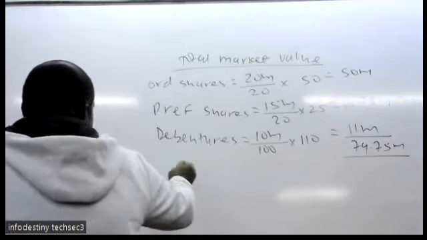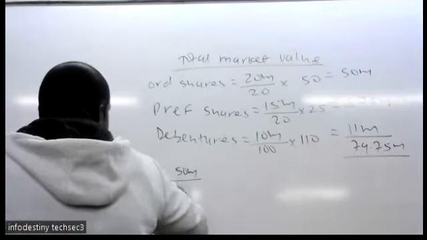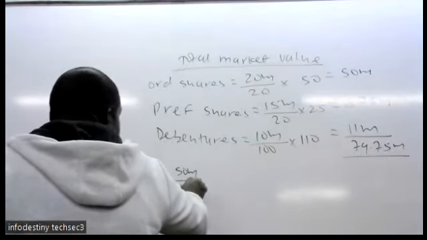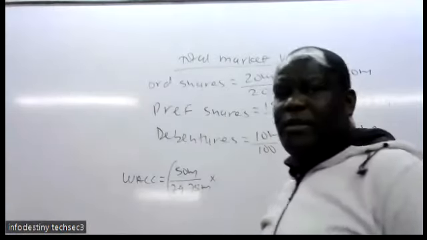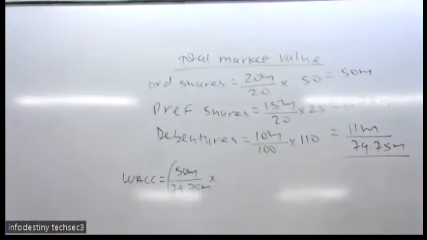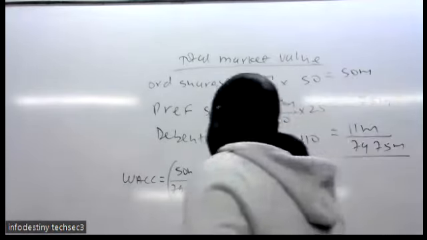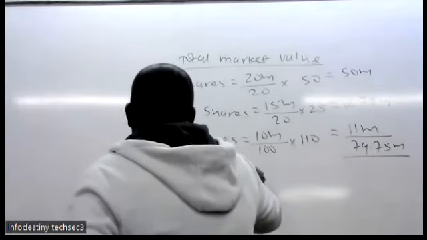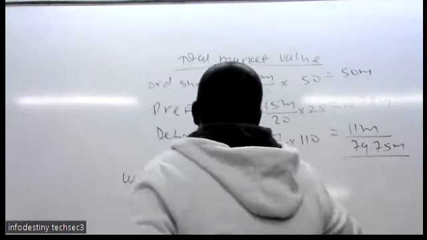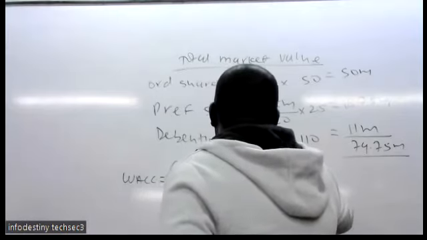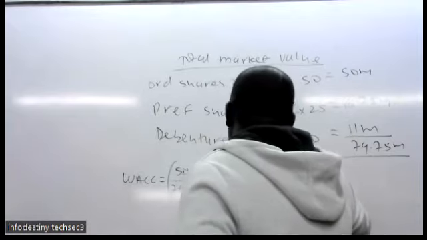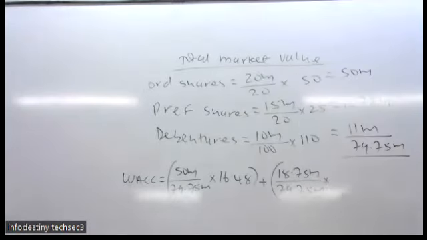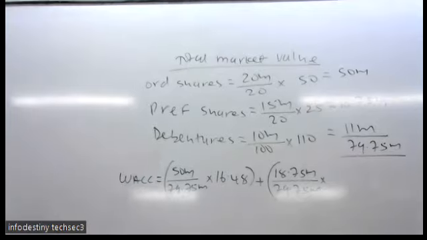So now we get the WACC. You take the 50 million, divide by 79.75 million. So what is the cost of the ordinary share? We calculated 16.48. Then we add 18.75 million, also divided by 79.75 million, multiplied by the cost of the preference share.